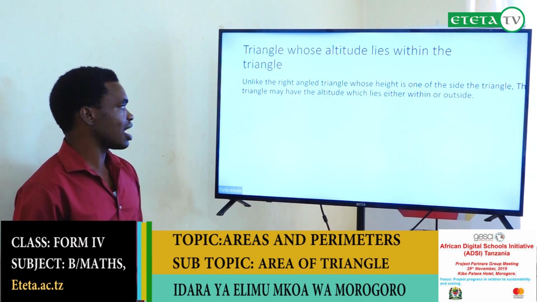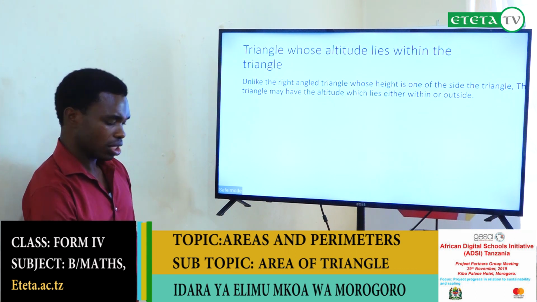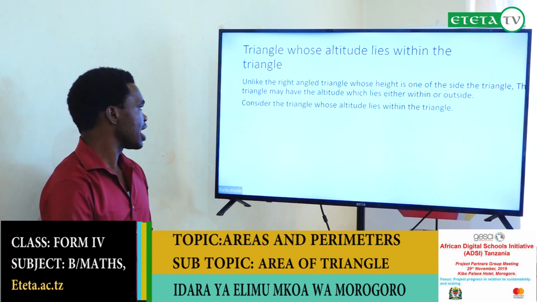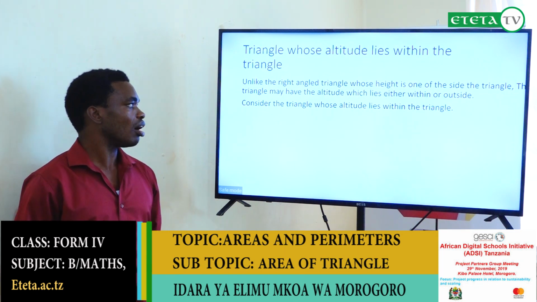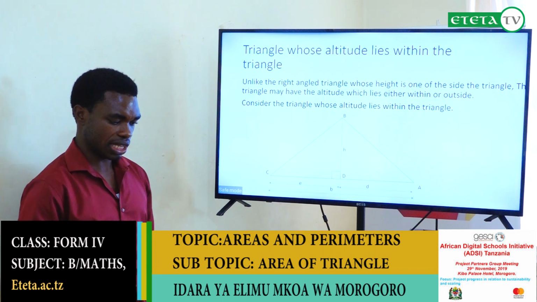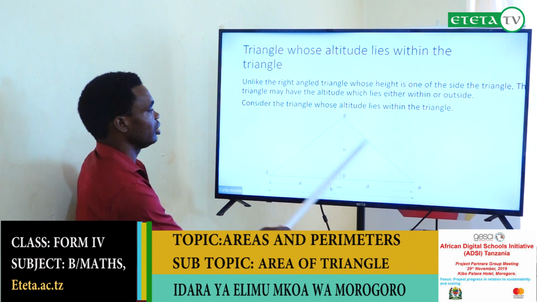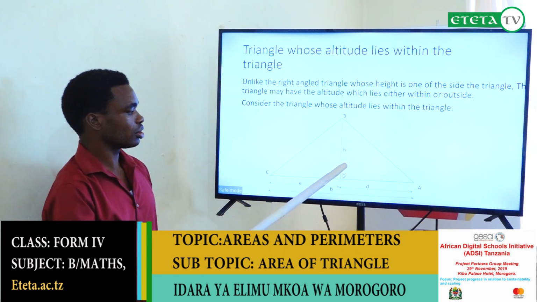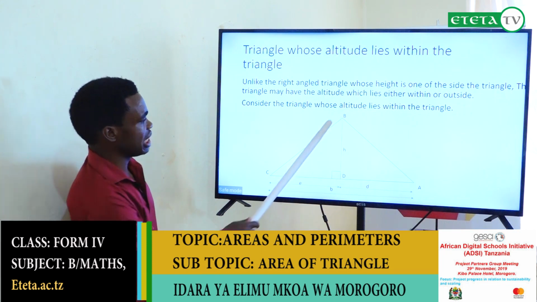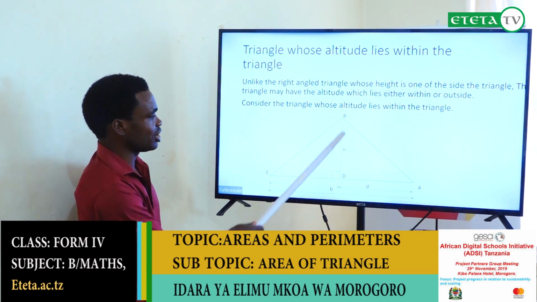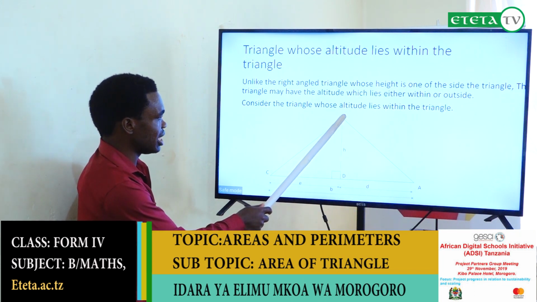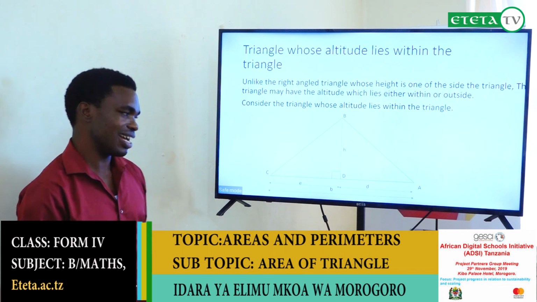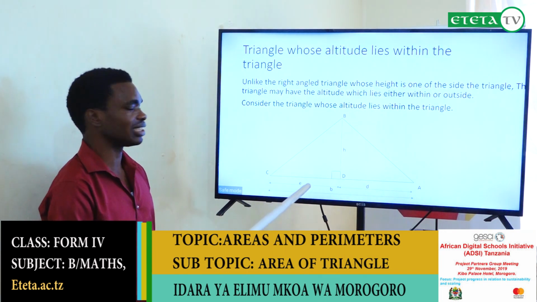Unlike the right angle triangle whose height is one of the sides of the triangle, a triangle may have an altitude which rises either within or outside. Now consider the triangle whose altitude lies within the triangle. This is the triangle in which the altitude rises within the triangle. Why are we saying that? Due to this one, the height of this triangle. Here, the height of this triangle ABC is BD. The distance from here up to here is called the height because it measures the altitude of that triangle.